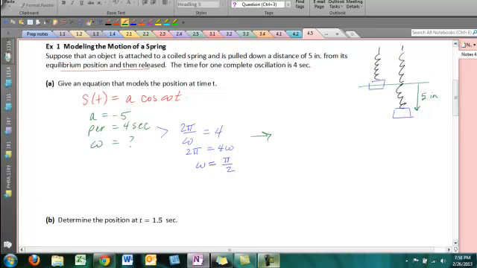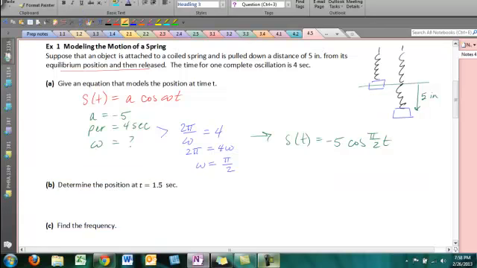So I'm going to come in and fill in the equation here. S of t equals -5. Remember, we're starting in the down position. Cosine pi over 2 t. Alright, so that is the equation that models this information I'm looking for.